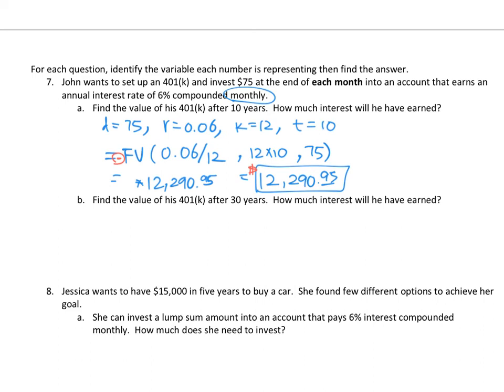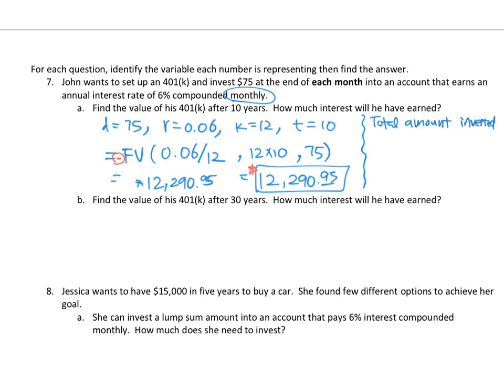The second part of the question was how much interest will he have earned? So this is how much he's going to have at the end. So again, to find the interest, you have to look at how much did you invest versus how much you ended up with, right? So let's look at how much he invested. Total amount invested.